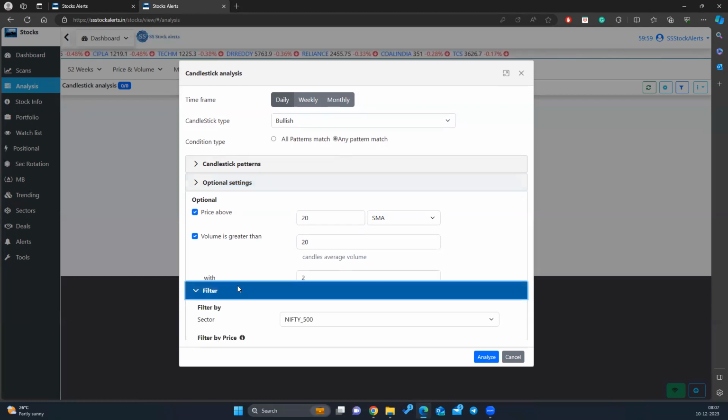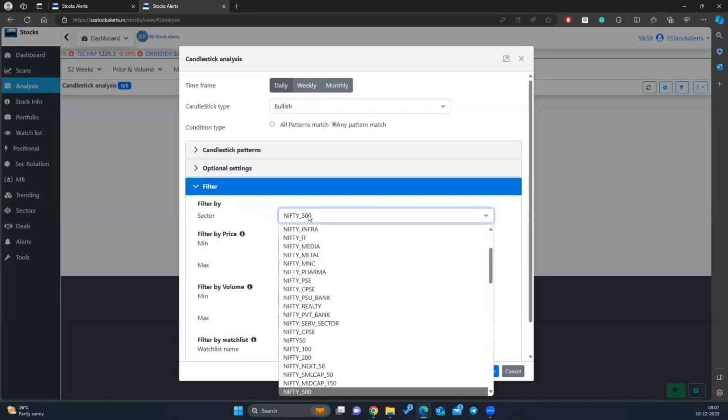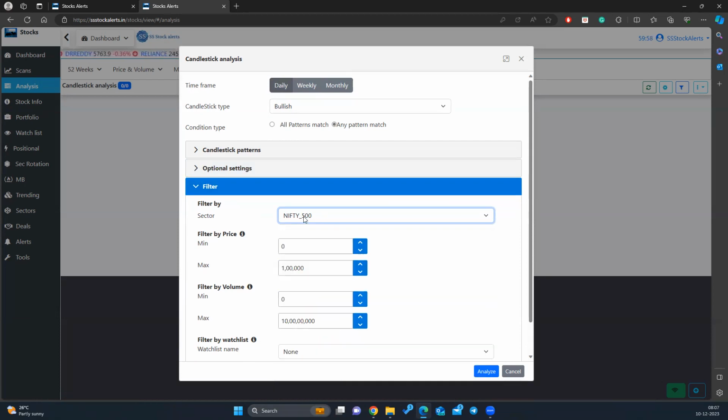Next you can select the filter. Suppose I want to trade only Nifty 500, you can select it, or if you want to select any other sector, you can select it. Let us go with the Nifty 500. If you have any price criteria, you can go for price criteria. I want minimum 100 rupees as my price criteria, and you can select any volume criteria, and the volume should be minimum 50,000.